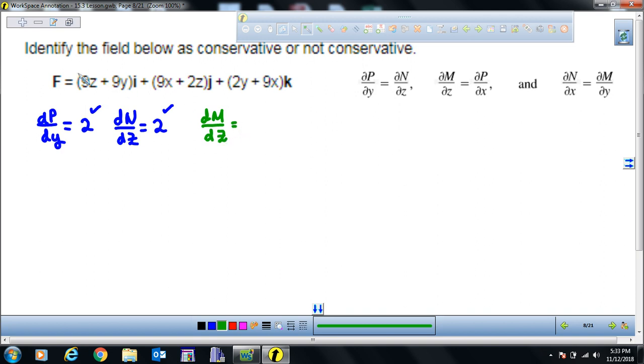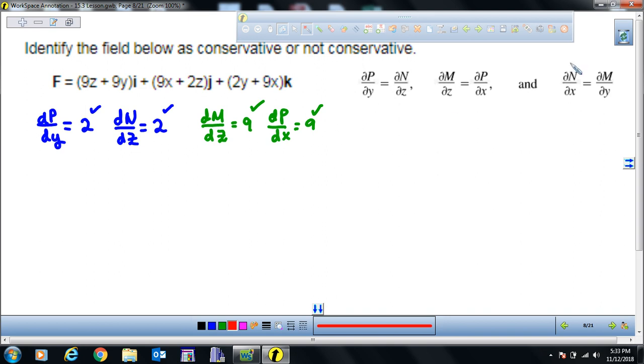So this, with respect to z, would be 9, the derivative. Now that has to be the same as the derivative of the k component with respect to x. Now the derivative of this with respect to x will be 9. So you see, it is the same.